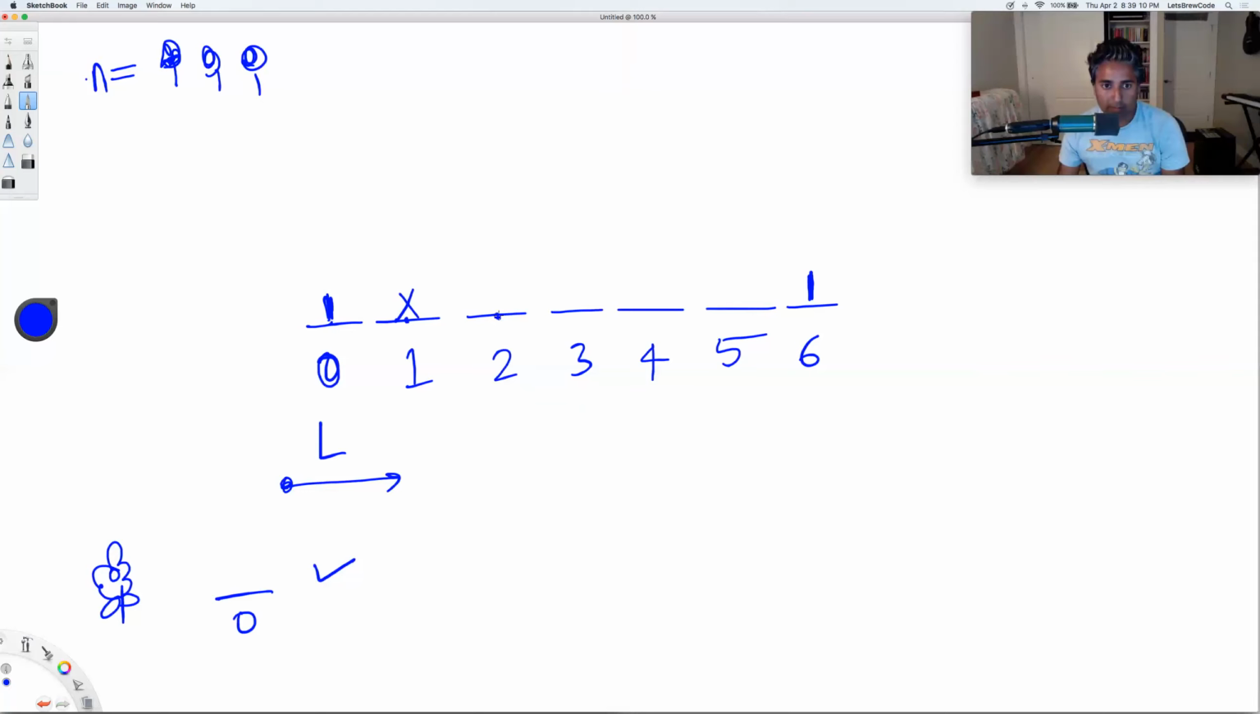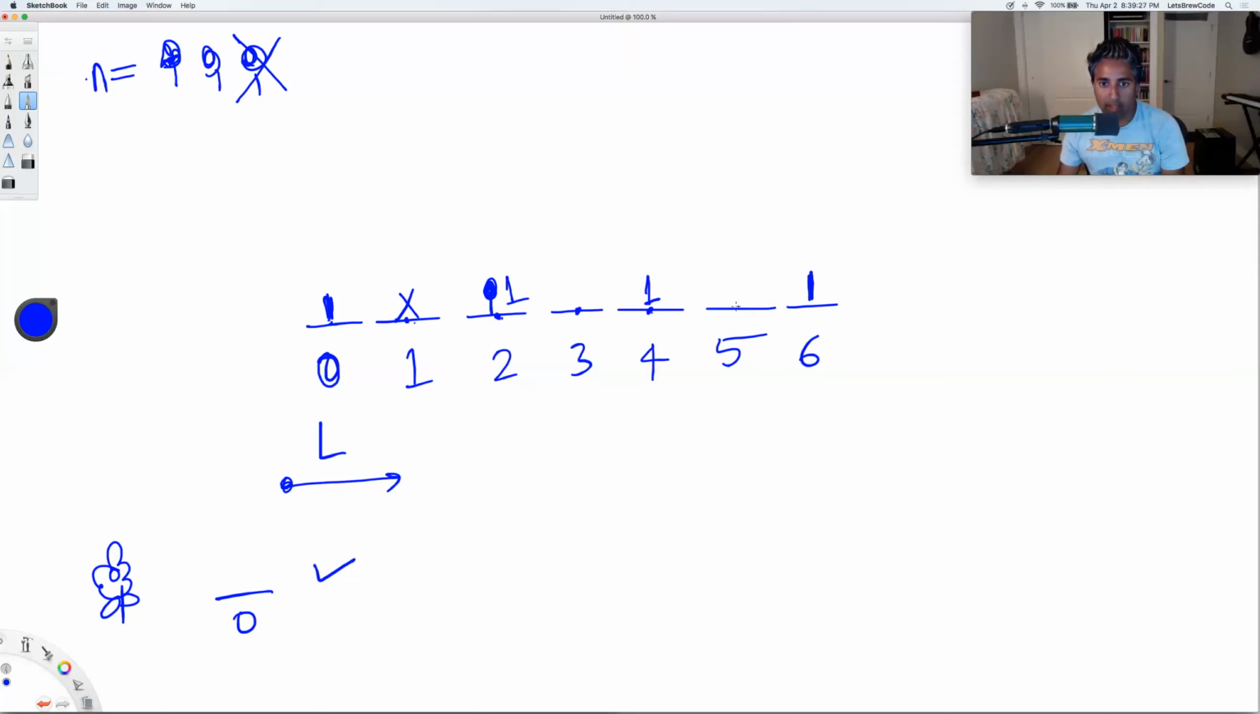Can I plant here? There is no left, there is no right. Yes, I can plant here. So I plant here, I subtract the count by one, and then I put one here. One means that I've planted. Then I go to here. I cannot, then I go here, I can plant like that.